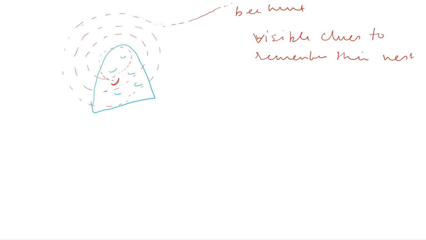So for any scientific research, there should be a hypothesis. So he generated this hypothesis. First, we need a problem. The problem is how they are able to remember their nest. So Tinbergen generated the hypothesis that maybe they are using some visual clues to remember their nest. Next, he has to test his hypothesis.